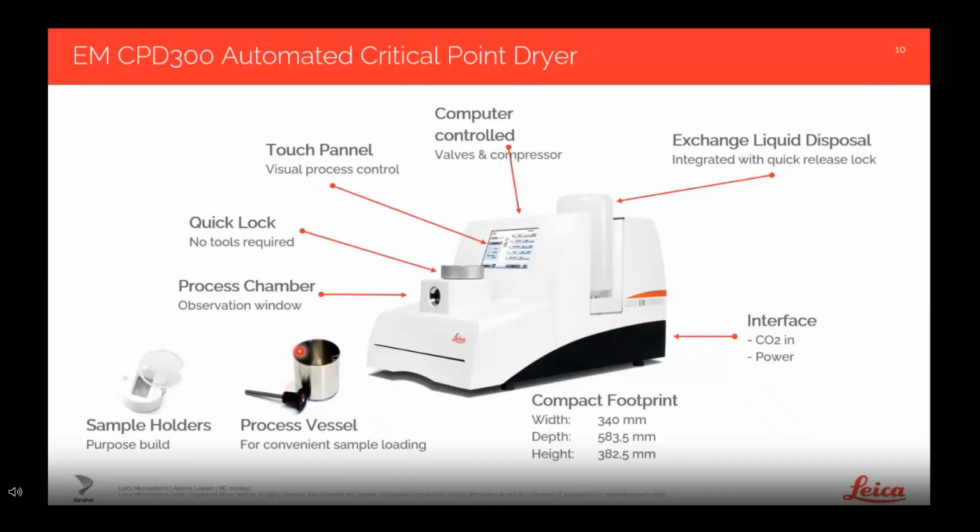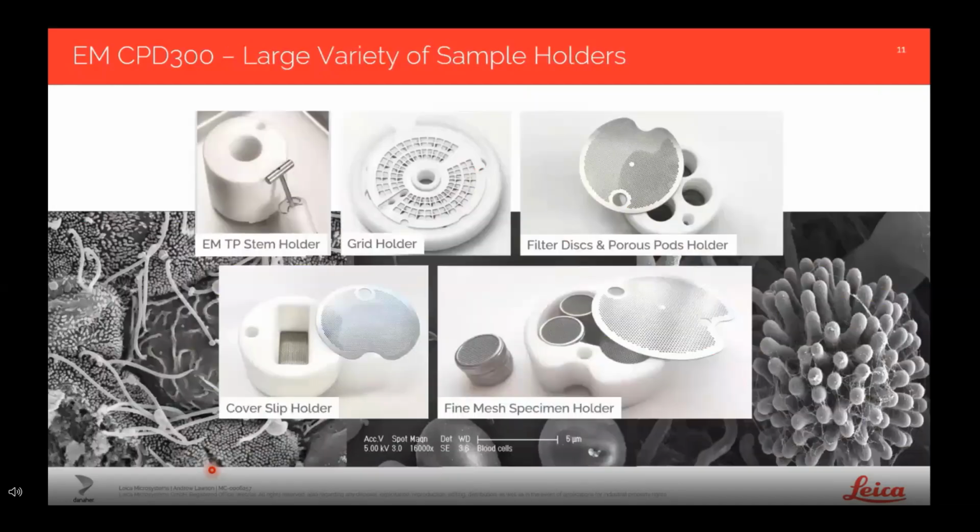We'll typically, for most things, use this aluminum process vessel into which we'll load our samples, and we have a wide variety of sample holders to accommodate many different types of samples that you might be processing. So I'll show a couple of examples of our sample holders here. This one I already mentioned. This is the EMTP stem holder. So into this kind of Teflon cylinder, we'll load our basket assembly.